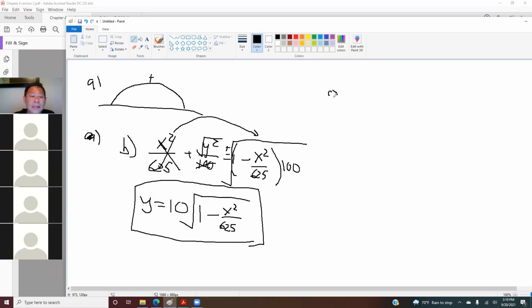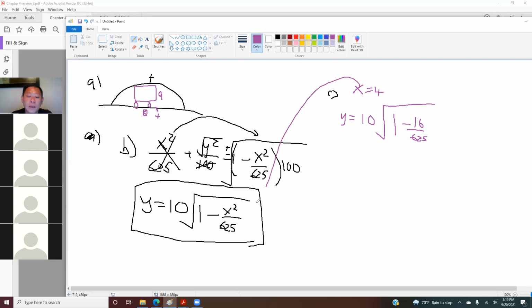And then part C is that truck that I mentioned earlier, where it's 8 and then 9. So what we do in this case, from here to here, is plug in 4. You plug x equals 4 into this equation and figure out what your y value is. So 10 times the square root of 1 minus 16 over 625, because your x in this case is 4. So you plug in here.